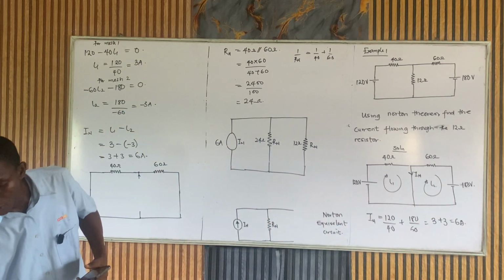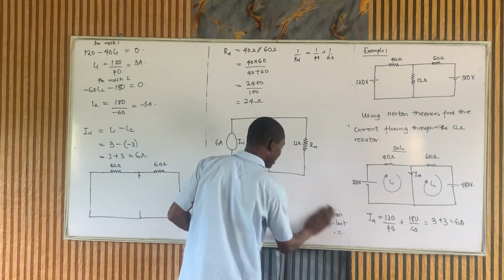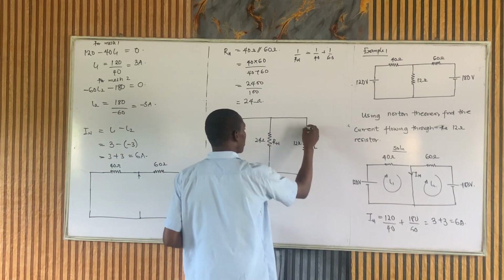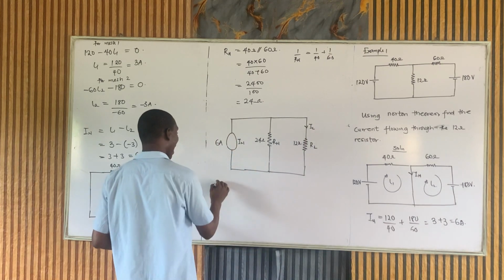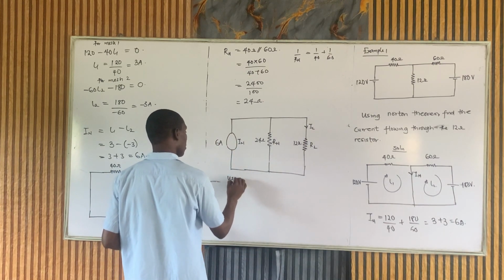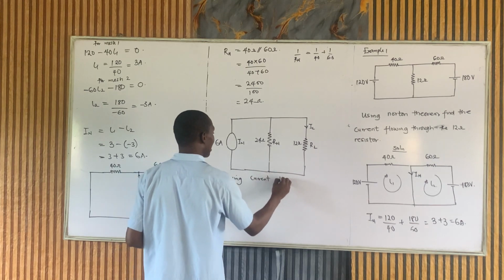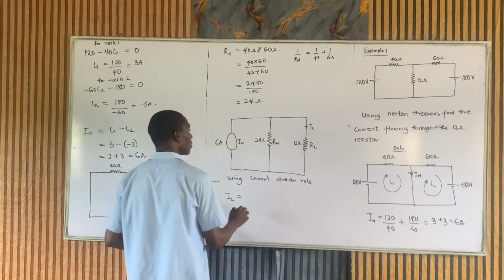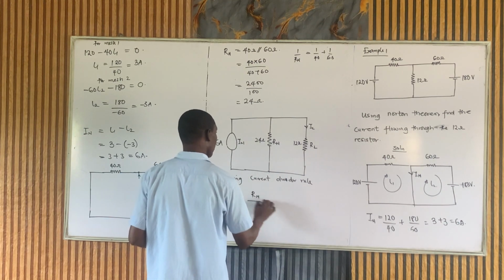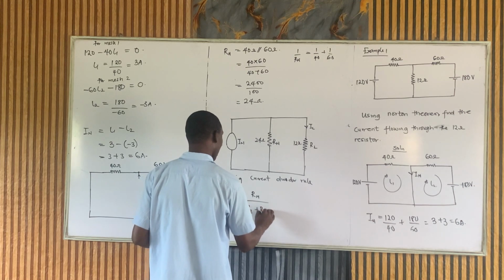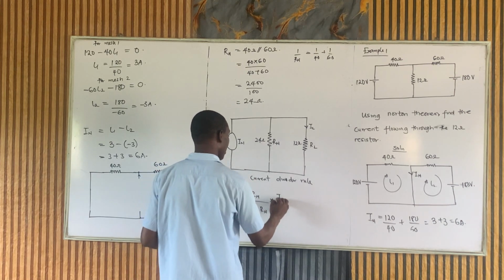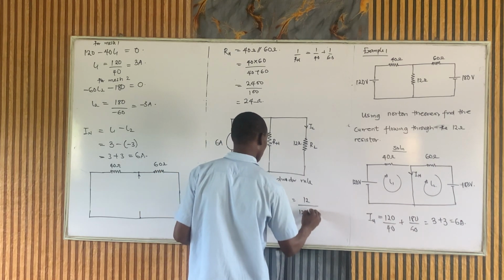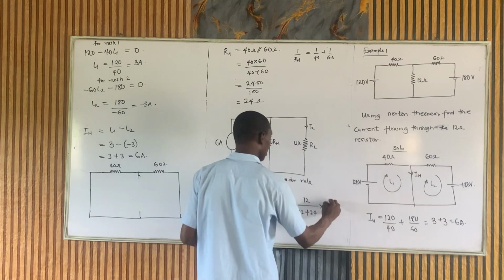Now, we can use the current divider rule to get the current flowing through the load, RL. So that's what I'm looking for. Our IL, using the current divider rule now. IL will be equal to Rn over RL plus Rn times the In. And that will simply be 24 over 12 plus 24 times 6.